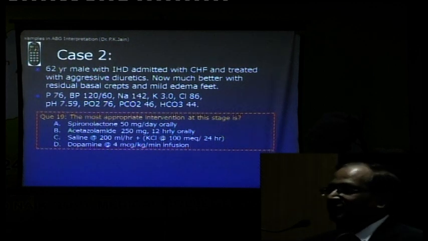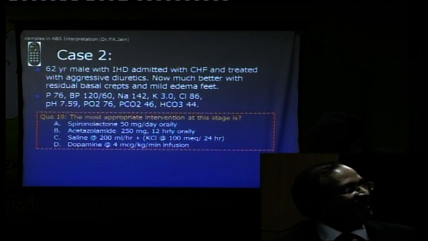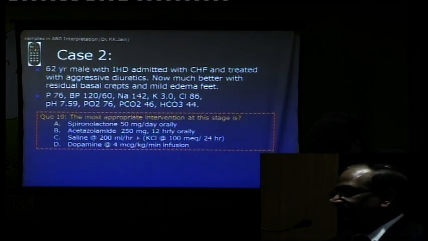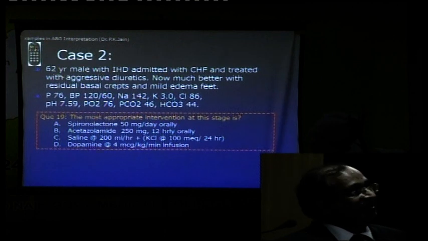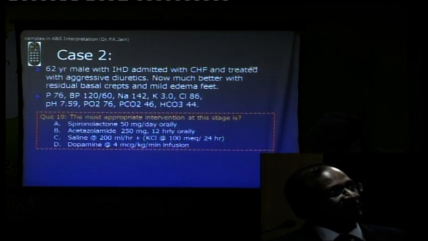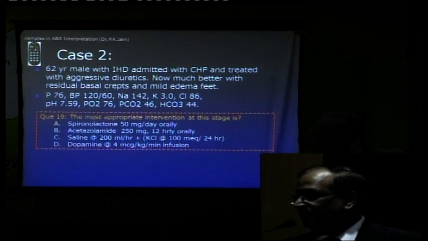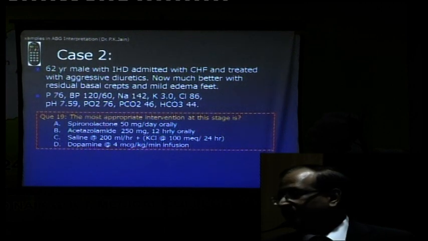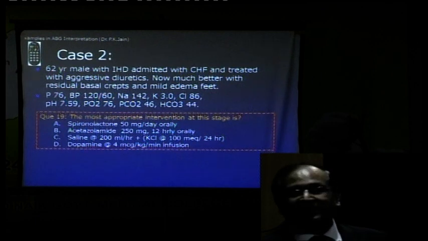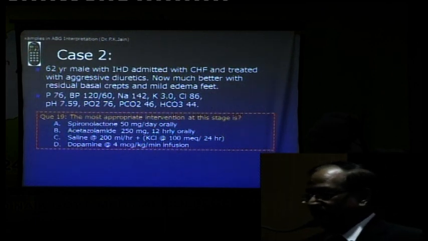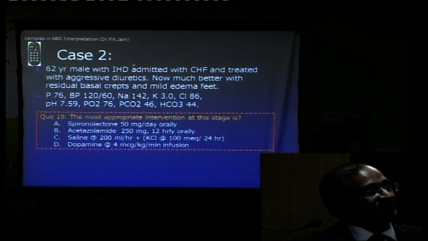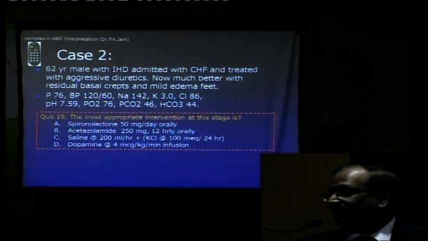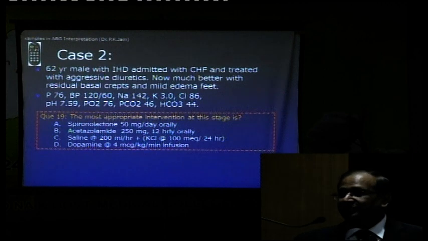Last question. We'll end at this. This is a common sense question. Suppose, now I want all of you to imagine you're the treating doctor. An elderly man with ischemic heart disease and bad pulmonary edema comes to the hospital. He is treated by the cardiologist and the ICU with aggressive diuretics. With a lot of difficulty, they make him better. The lungs are now clearer, the crepts have reduced. But because of a lot of diuresis, he's got metabolic alkalosis. Bicarbonate has gone up to 44.